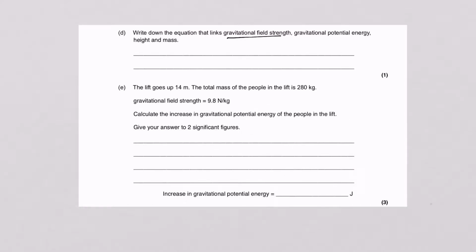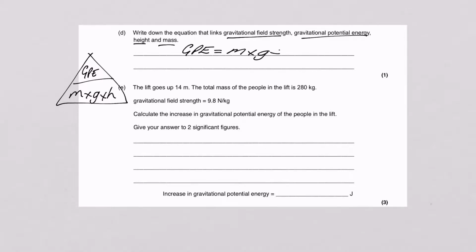Okay, next question. He wants me to give me an equation for this particular relationship. So again, I write down a new triangle. And this time, because the words are quite big, I'm just going to write it as an equation with letters, and that's fine, 1 mark.